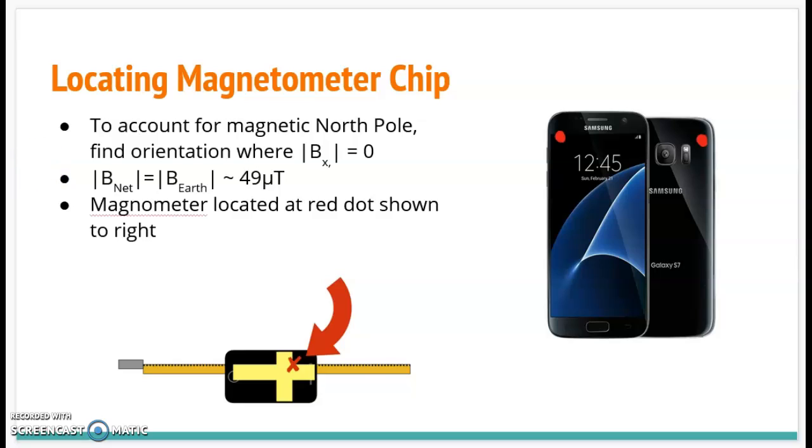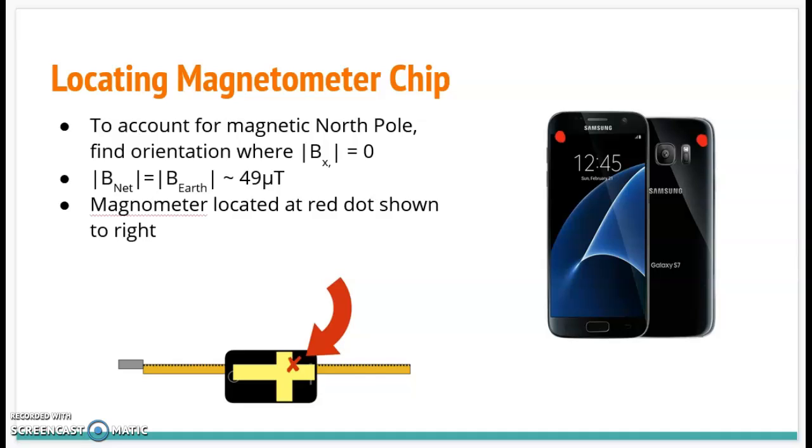So first we found the magnetometer chip in my cell phone. To do this, we first had to orient our phone such that the magnetic north pole was accounted for. This was when the field of the magnetic north pole was about perpendicular to the magnetic field of the dipole. So this should be where the absolute value of the magnetic field in the x direction was about 0, and the net magnetic field was roughly that of the Earth at about 49 microtesla.